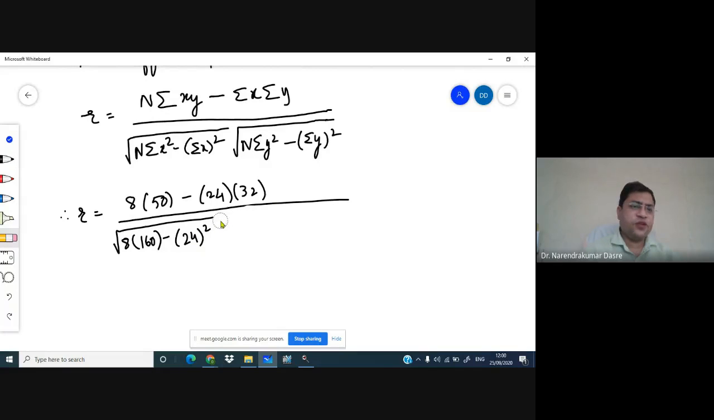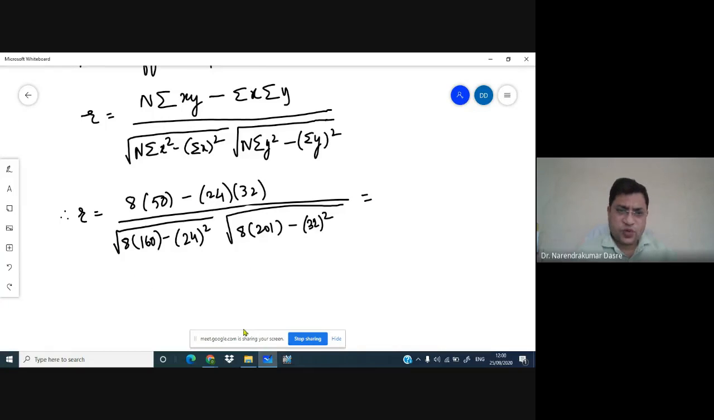Then we have the y term. So it is the square root of 8 into 201, minus summation y square, so it is 32 square. That's what we have. And now you calculate this value. Calculate this value of r and then give me the value that you get.